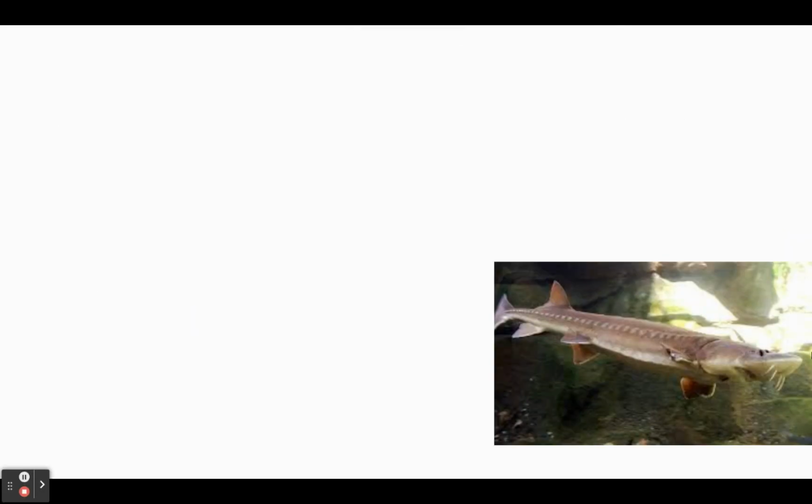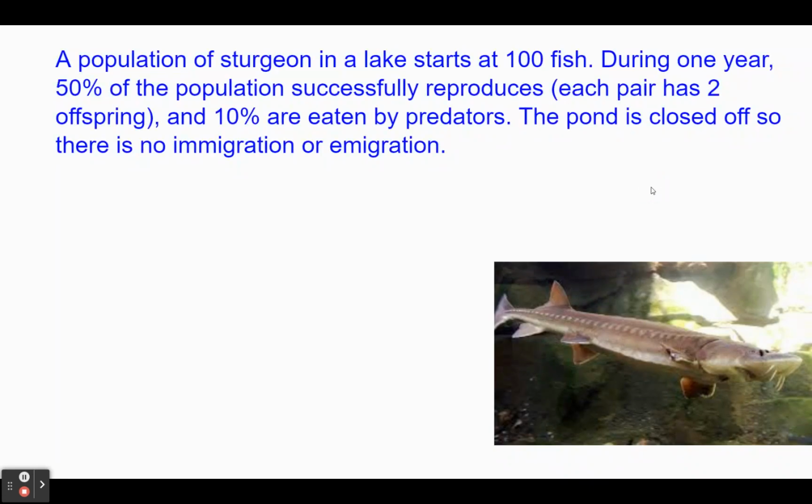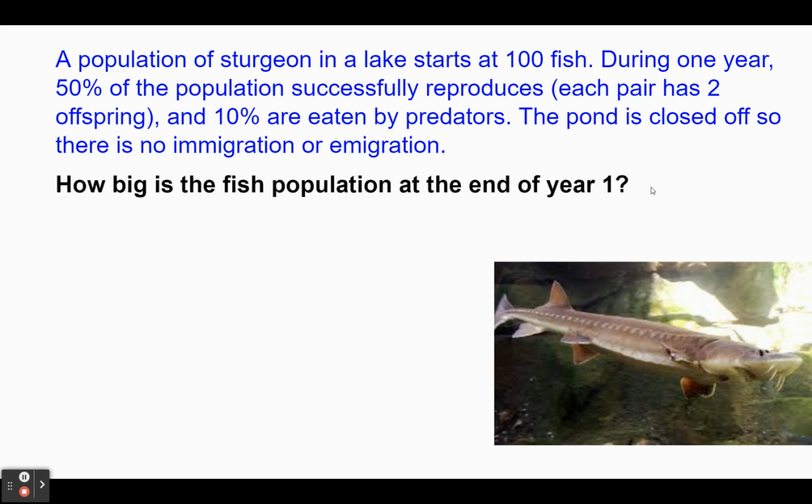Let's look at another example with fish. This part's in blue, so you just need to read it, but then we will have a question in black. And this time I do want you to write down the example question, and the calculation will also be in black, so make sure you write that down too. Okay, a population of sturgeon, that's this fish species that you see here in the picture, in a lake starts at 100 fish. During 1 year, 50% of the population successfully reproduces. Each pair has 2 offspring. So that means 50% of the population has 1 baby, and 10% are eaten by predators. The pond is closed off, so there's no immigration or emigration. How big is the fish population at the end of year 1?